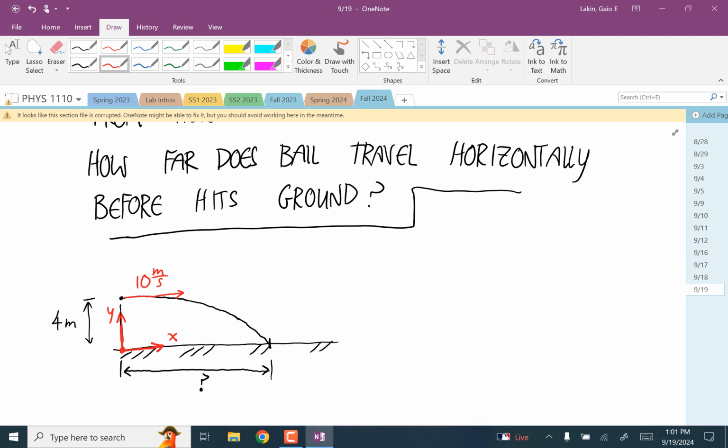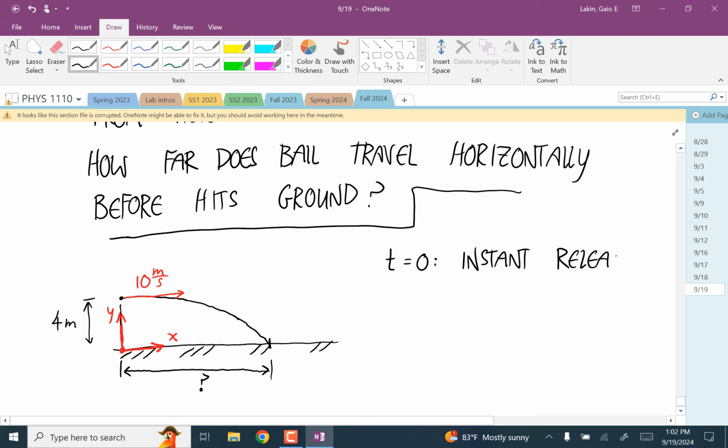And then just like in 1D, we're going to choose when to turn the stopwatch on and off based on where we have information or where we're trying to find information. So what's going to be the instant where we click the stopwatch on? Yep, it's going to be the instant that it's released or thrown. And what's going to be our time final? Yeah, I'm going to write it as when it reaches the height of the ground.